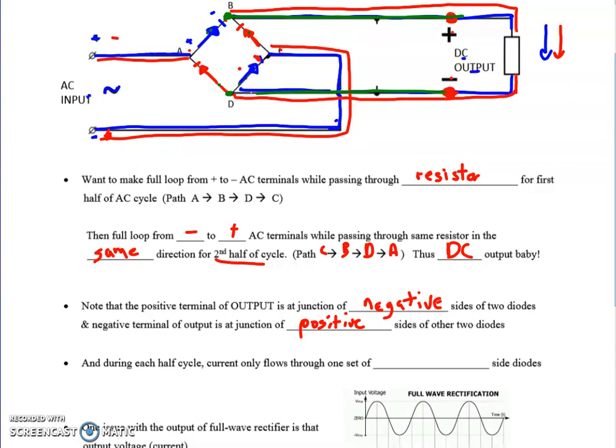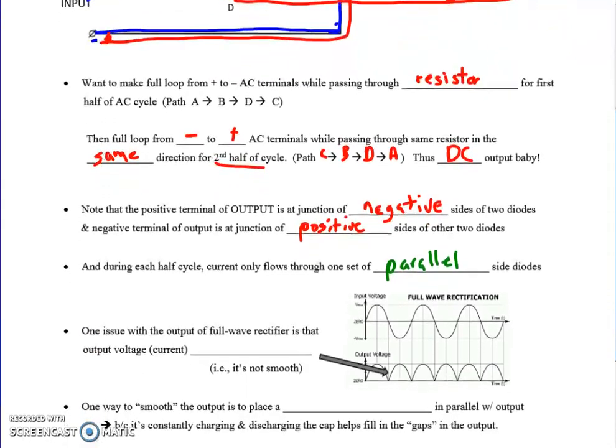Okay, and during each half cycle, current only flows through one set of parallel side diodes. In other words, if I look at the reds or the blues for our first half cycle, notice that the current flow through these two diodes right here and right here are going in the same direction, they're parallel, and then on the back end of it, they are also parallel to one another and going in the same direction. So that's another little clue as to how things flow.